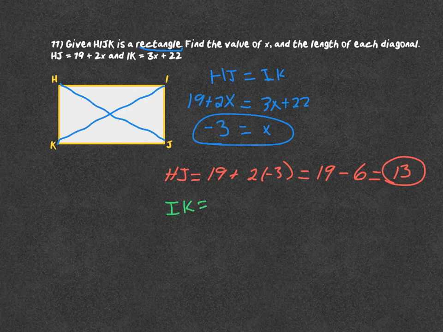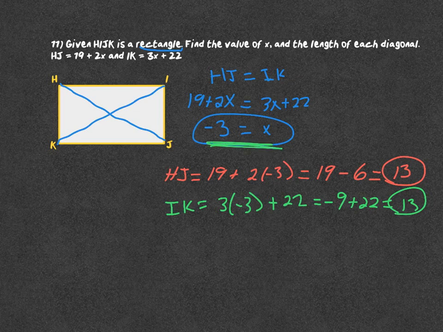And the next part we have to find IK, and hopefully it is the same as the one we just found. We have 3 times negative 3 plus 22, which is negative 9 plus 22, which is equal to 13. So the diagonals are congruent, which is what we said in the first place. So x is -3, and the diagonals are both 13.